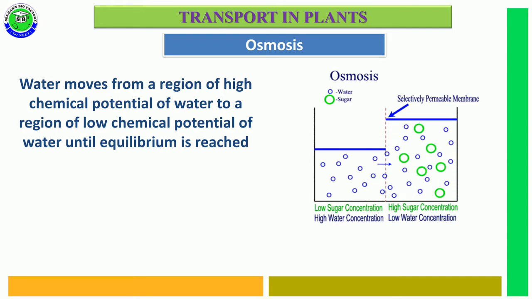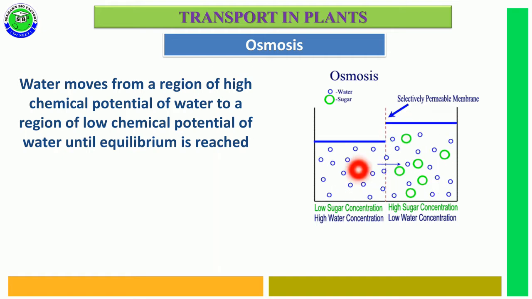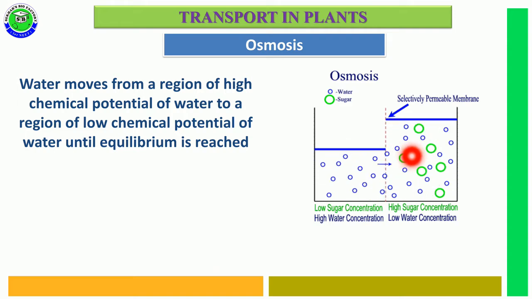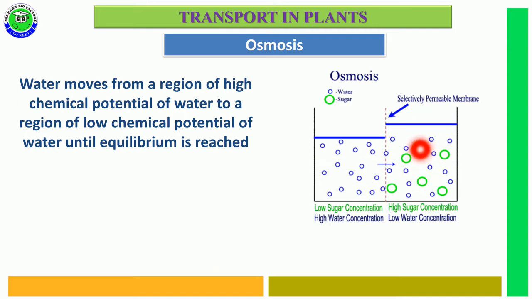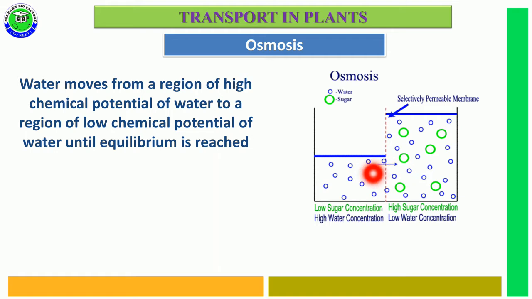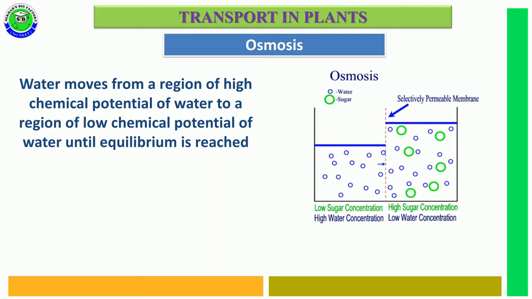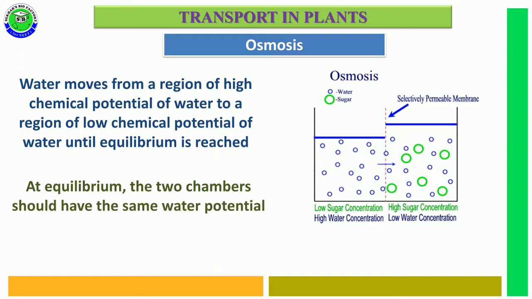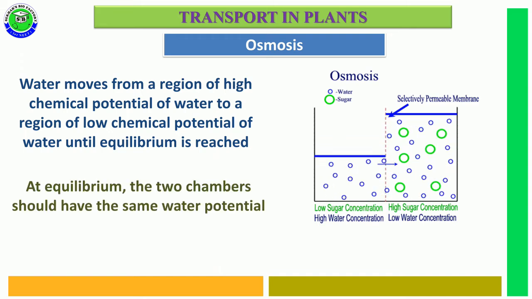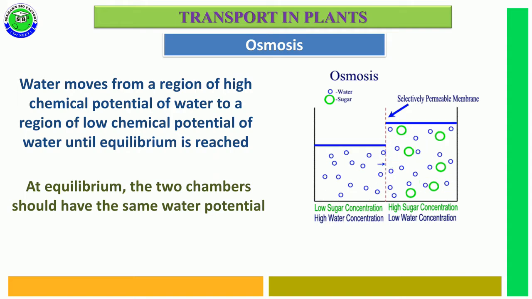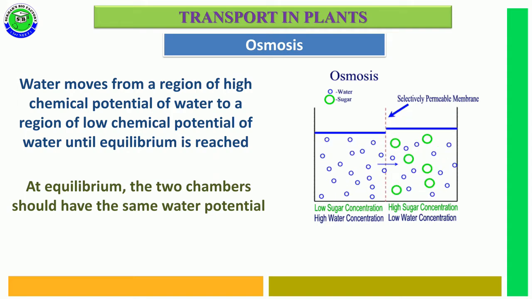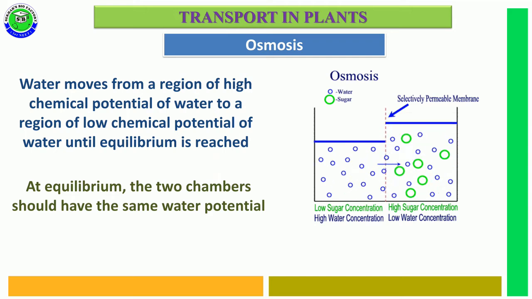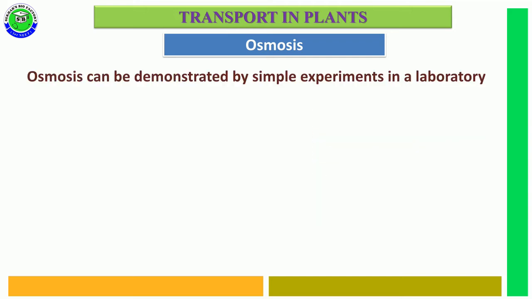During osmosis, water moves from a region of its higher chemical potential to a region of lower chemical potential of water until it reaches equilibrium, through a selectively permeable membrane. At equilibrium, in these two chambers there is no water movement, because at equilibrium both chambers have the same water potential.